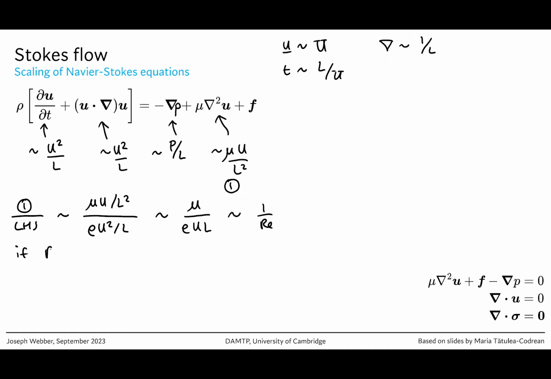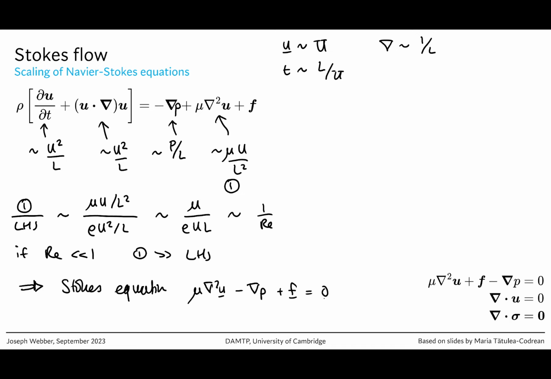So if the Reynolds number is really small, the viscous term is much bigger than the left-hand side, and we end up with the so-called Stokes equation, which is just mu grad squared u minus grad p plus f equals 0. And this is lovely because this is linear. Remember, Navier-Stokes is not linear because of the advective term, u dot grad u, but this is linear. And we'll see what that imposes later on. But these here are the Stokes equations. We have div u equals 0 just from incompressibility, and div sigma equals 0.